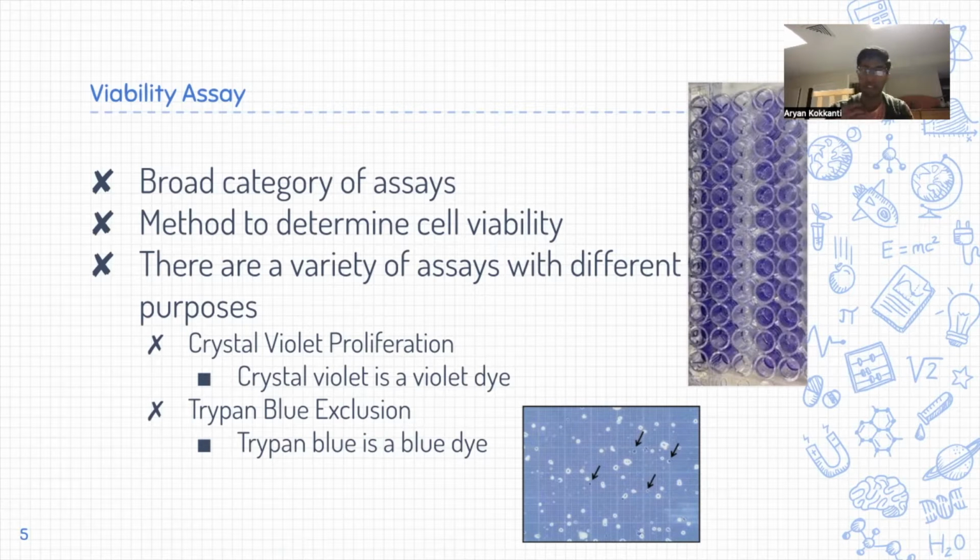For example, there's crystal violet proliferation assays, which are more likely to determine the proliferation of cells. And this uses crystal violet, which is just a violet dye, as you can see in the top right corner. On the other hand, trypan blue exclusion assays use trypan blue, which is indicated there. And they actually measure more so the amount of dead cells versus the amount of living cells.